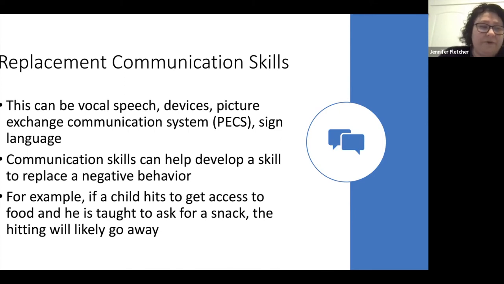So for example, if the child hits to get access to food and he's taught to ask for a snack, the hitting will most likely go away. If they have some better way to communicate, usually it tends to go away.